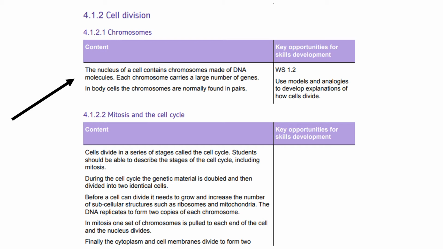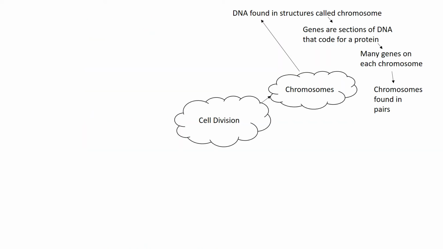So it says the nucleus of a cell contains chromosomes made of DNA molecules. Each chromosome carries a large number of genes. So that's kind of lots of little bits of information just about what a chromosome is. So I've taken that sentence and I've broken it down, as you can see on the bubble of chromosomes. So DNA is found in structures called chromosomes. Genes are sections of DNA that code for a protein.